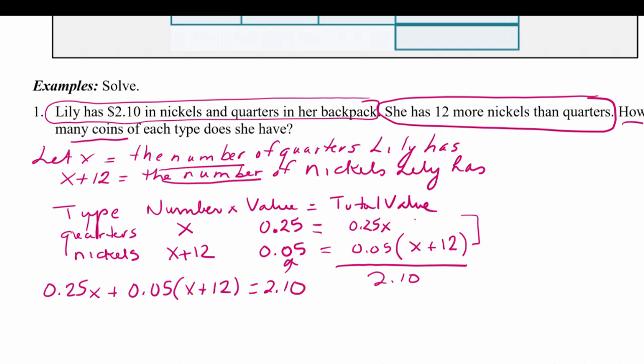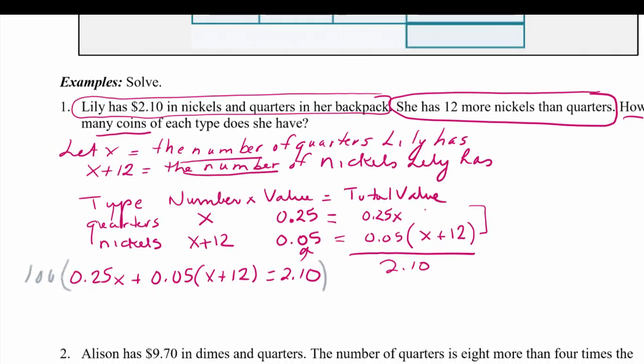Then we would not have any of these decimals, right? That would be the equivalent of multiplying everything by 100 to clear those decimals. So instead of 0.25 here, I'm going to put 25 because it's 25 cents times x. And instead of 0.05 here, I'm going to put 5 because it's 5 cents times my x plus 12. And then here, $2.10 is 210 cents, right? Okay, beautiful. So we got rid of those decimals, which makes it easier.